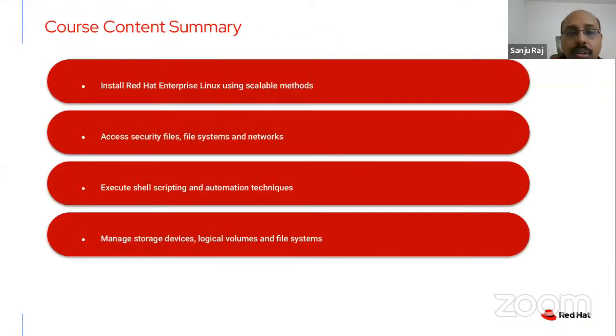So in RH134, we will be learning about the different ways through which we can install Red Hat Enterprise Linux. Earlier, we used to have a floppy disk or CD drive or USB to install. But is it the way we do it in production? No, you use different methods. So we will be introducing you to the remote installation method called Kickstart. How Kickstart can be used to provision the machines.